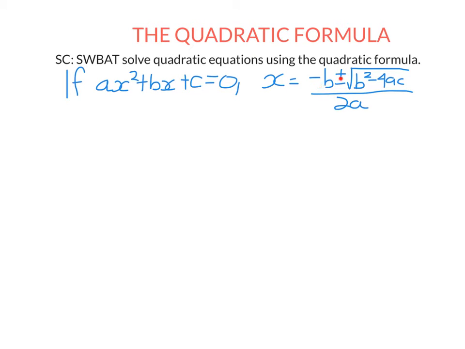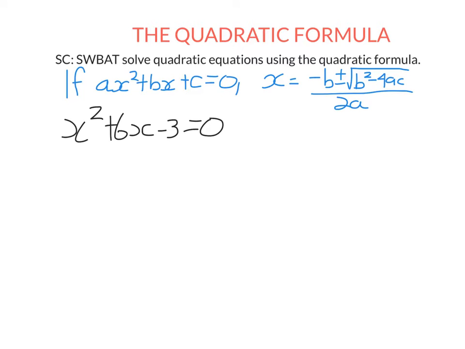x equals minus b plus or minus the square root of, you should recognize this as the discriminant, over 2 times a. So there are potentially two solutions here: minus b plus the square root of the discriminant and minus b minus the square root of the discriminant. Let's look at an example in which we'll use this to solve a quadratic equation.